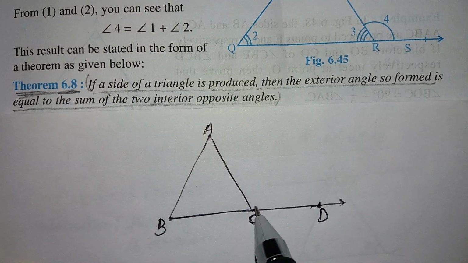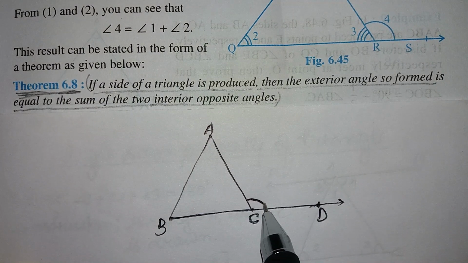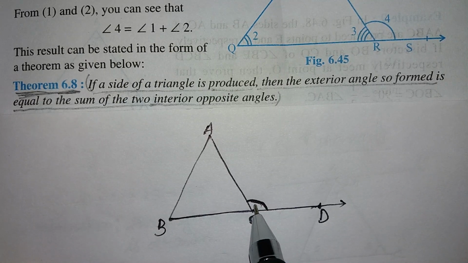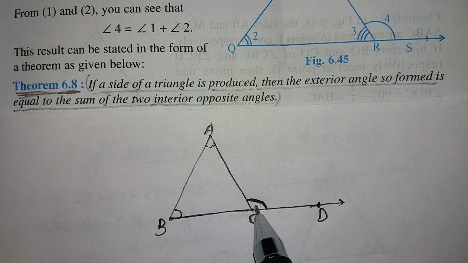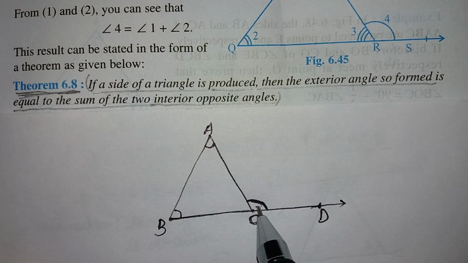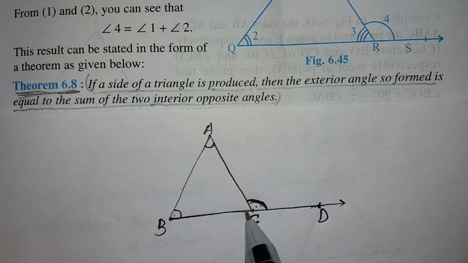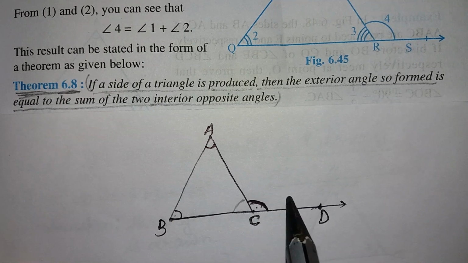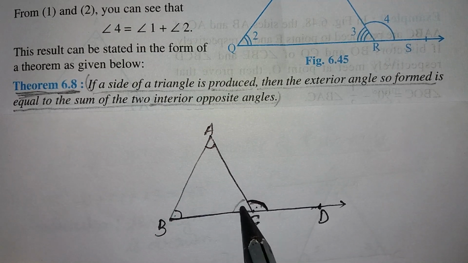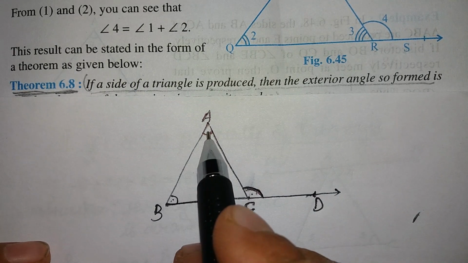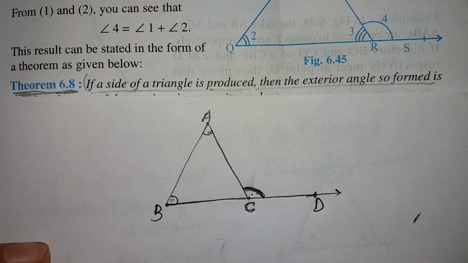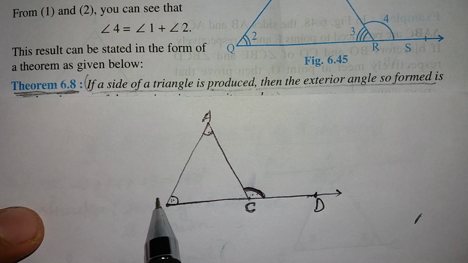Now this angle which is from outside is called the exterior angle. The interior opposite angles are this angle and this angle. So this is the exterior angle, and the angles opposite to it are these two. Don't get confused. You might think that this is the opposite angle. No, this is not the opposite angle, this is the adjacent angle. So when we say the interior opposite angles, it means these two angles, not this one.